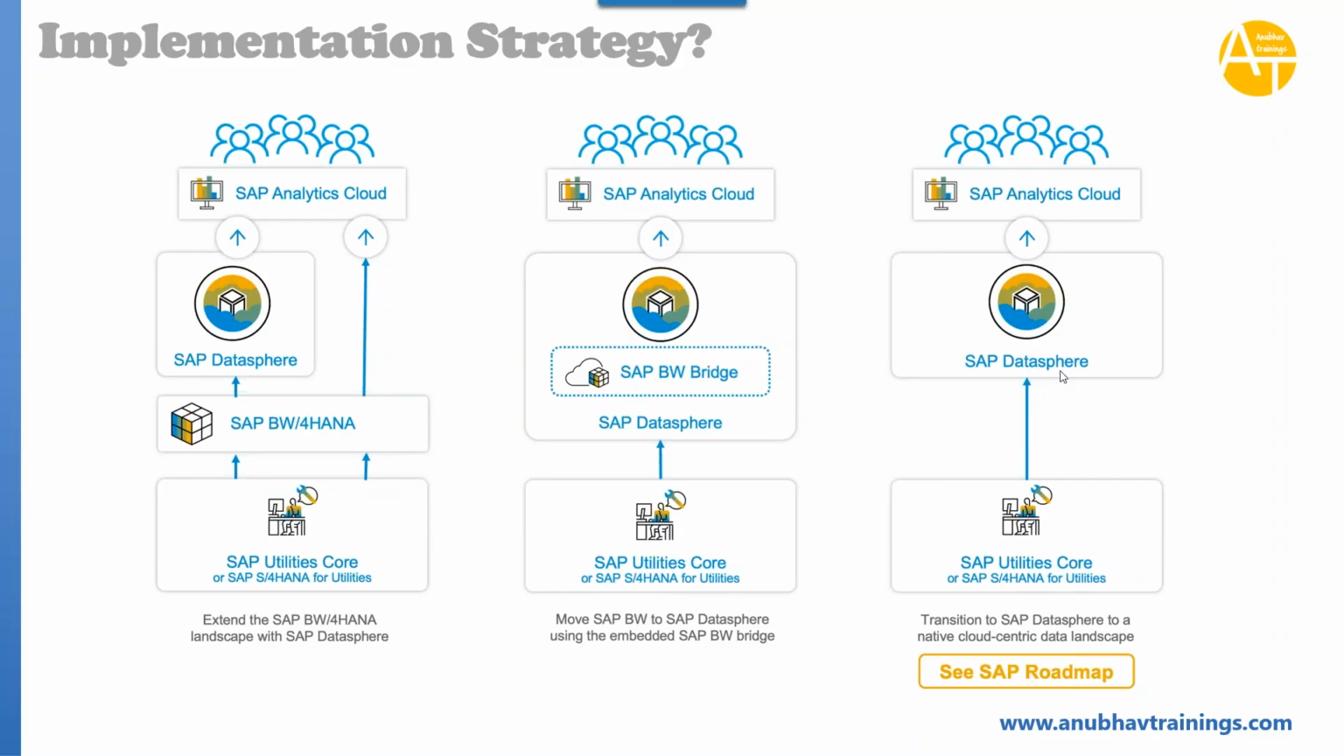So you can use DataSphere as a cloud solution for your data warehousing needs directly. There is no BW in question at all. It means there is no past solution. So if you have already past solutions, then you have two options. If you don't have any past solution, you are a pure greenfield implementation where you want to build a data warehouse in the cloud, you can go with pure DataSphere. There is no BW in this diagram, as you can see. So these are the implementation strategies a customer can choose when it comes to using SAP DataSphere.